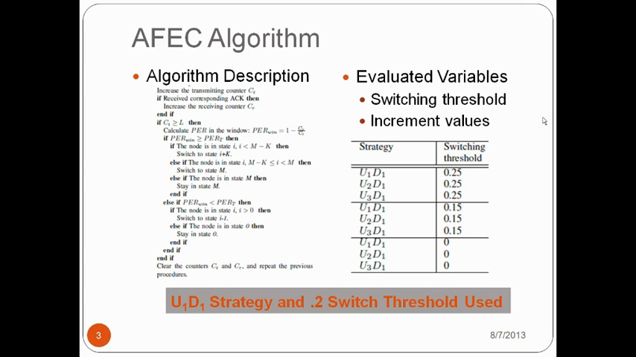The switching threshold is just what you're comparing against, and I used 0.2 for the switching threshold because running a complete simulation at 0.15 and 0.25 wasn't possible due to the time constraints. The strategy I used was U1 D1, just for simplicity's sake as well.